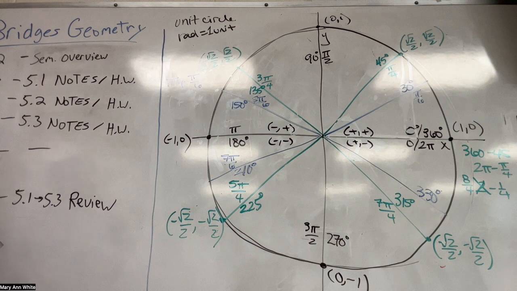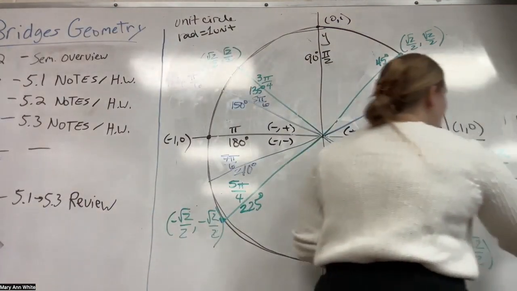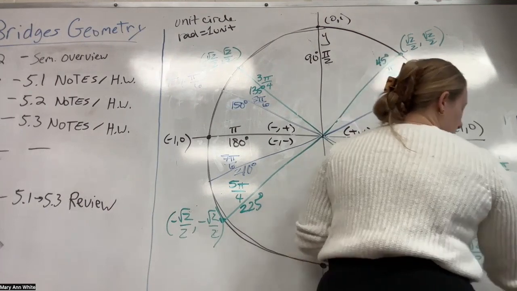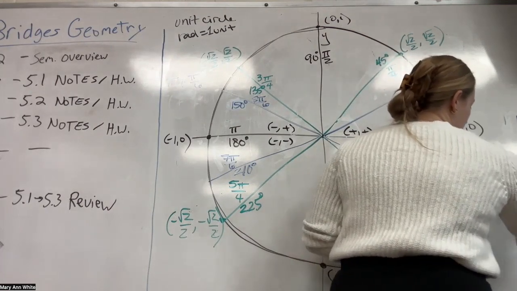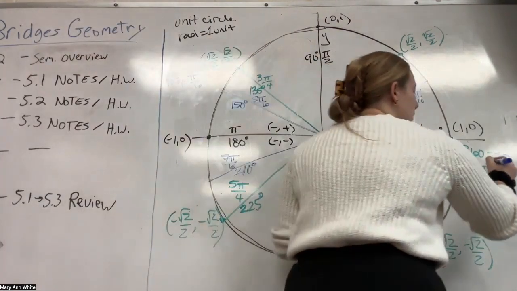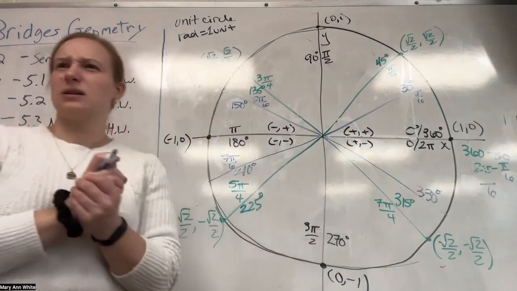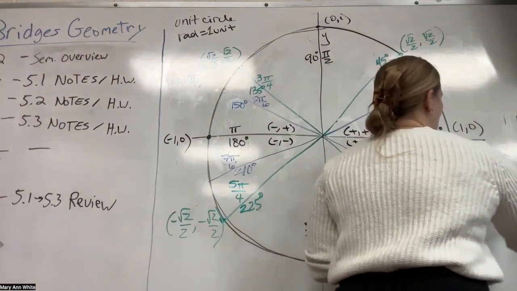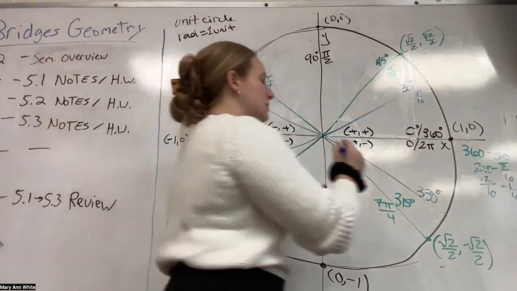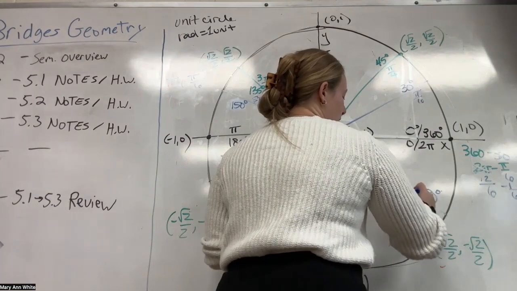And then last but not least, at 330, this is again the hardest one. We're going to do 2 pi minus pi over 6. And again, we can think of 2 as a fraction with 6 as the denominator. That'll be what over 6? 12 over 6. So 12 over 6 minus 1 over 6 is how many sixths? 11/6. 11 pi over 6.